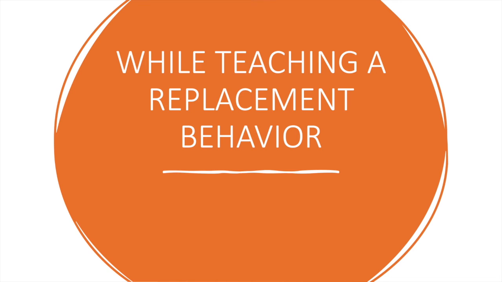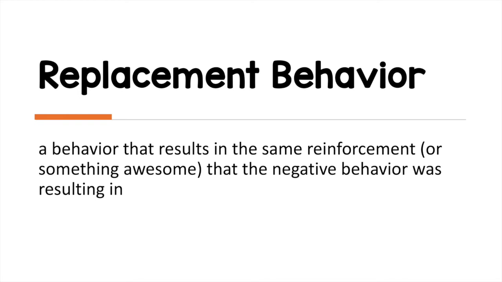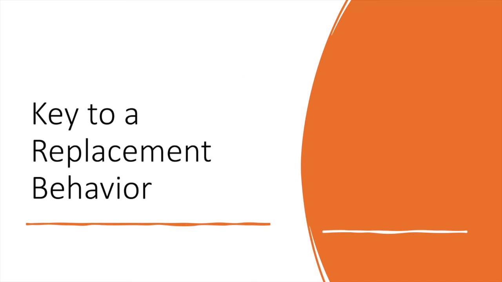So you have to teach a replacement behavior. A replacement behavior is a behavior that results in the same reinforcement, that's something awesome, that the negative behavior was resulting in. So if the negative behavior was resulting in a break, the replacement behavior results in a break. If the negative behavior results in attention from the teacher or peers, the replacement behavior results in attention from teacher or peers. It has to result in that same reinforcement.